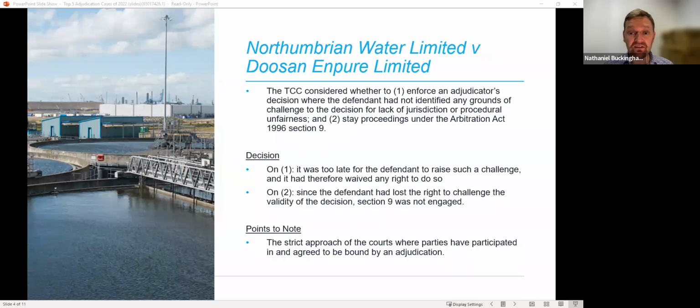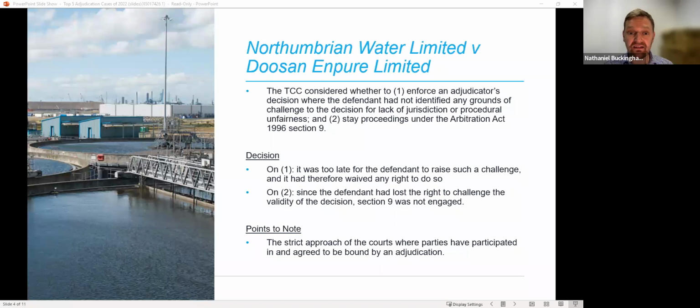The courts generally take a robust approach to adjudication enforcement, regardless of errors of procedure, fact, or law, unless the adjudicator has acted in excess of jurisdiction or in serious breach of the rules of natural justice. Subject to its application for a Section 9 stay, the court said that the contractor had no defence to the application for enforcement of the adjudication decision, and the employer was entitled to summary judgment.